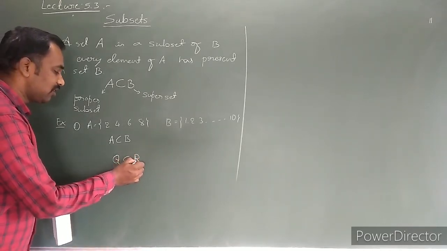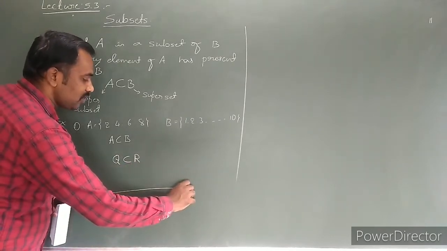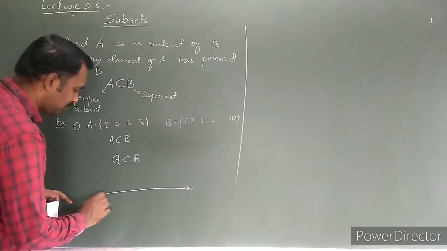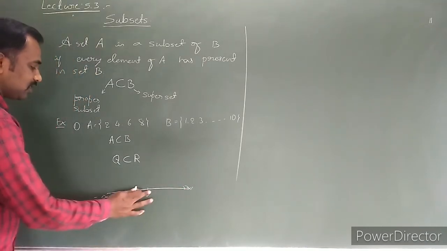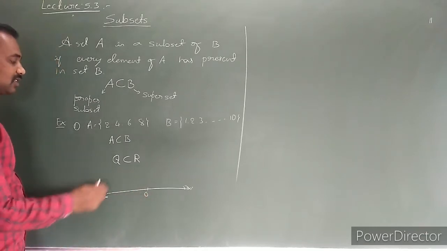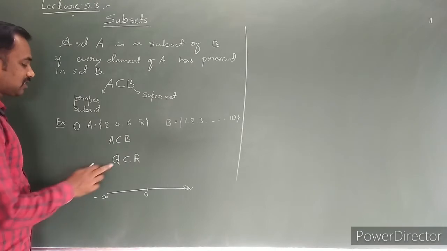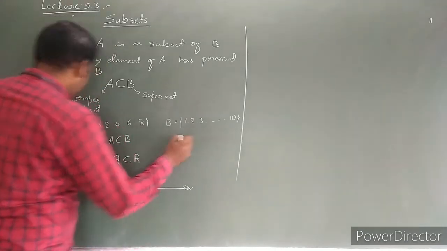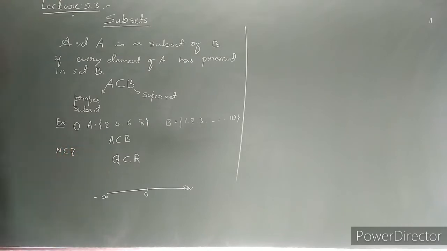Real numbers, as we already know, form the real number line. All the real numbers go from minus infinity to positive infinity. All these numbers are said to be real numbers. Rational numbers are numbers of the form p by q. Next, apart from that, can I say that natural numbers are a subset of the integers?